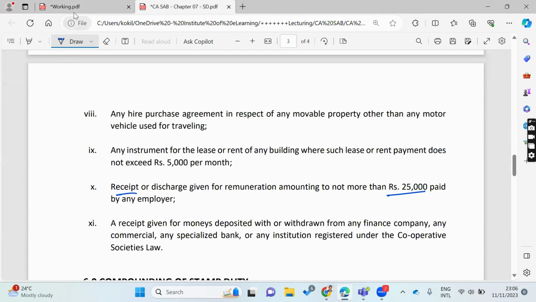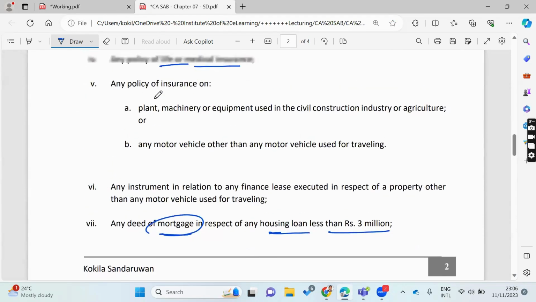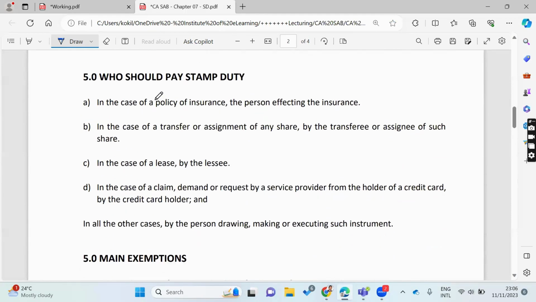Here, then we anyway skipped one part. Who should pay stamp duty, right?